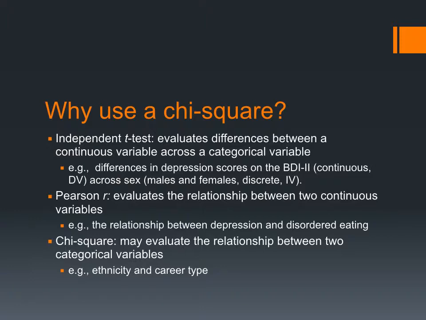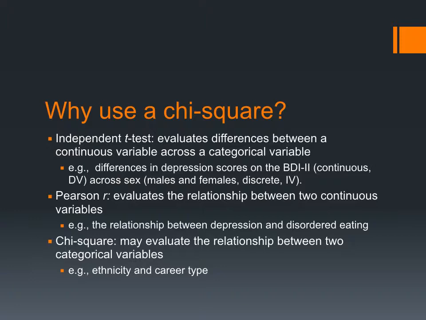a discrete independent variable. Now a Pearson R is a test that we use to evaluate the relationship between two continuous variables. In this case, they'd be two scores, such as the relationship between scores on a depression scale and the scores on a disordered eating scale.